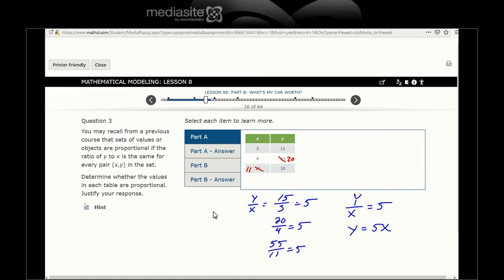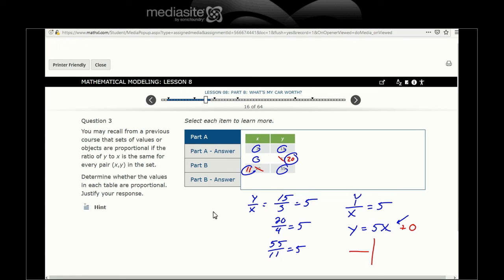And let's prove that true. When x is 3, 5 times 3 is 15. When x is 4, 5 times 4 is 20. When x is 11, 5 times 11 is 55. Okay, so when they're proportional like that, that is a hint of a linear equation, y equals 5x, and here's the rub, with a y-intercept of 0.